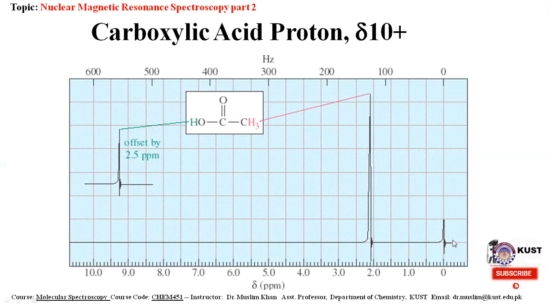This is with TMS as the standard, but for this one, the carboxyl group, the signal is between 9 and 10 ppm, because this is a proton of carboxylic acid, directly attached to an oxygen atom which is more electronegative, so it reinforces the external field and is shifted more downfield.